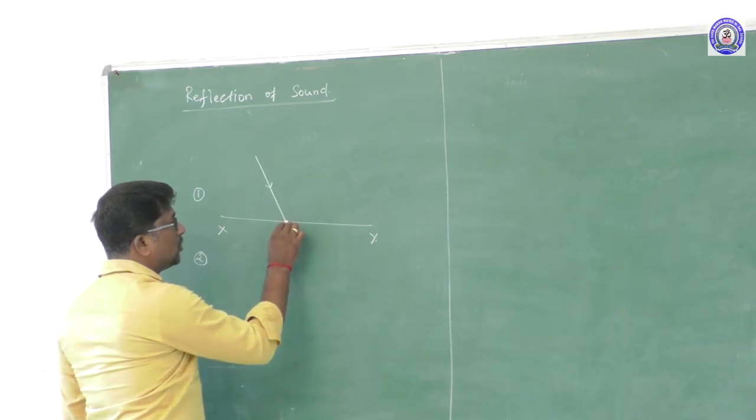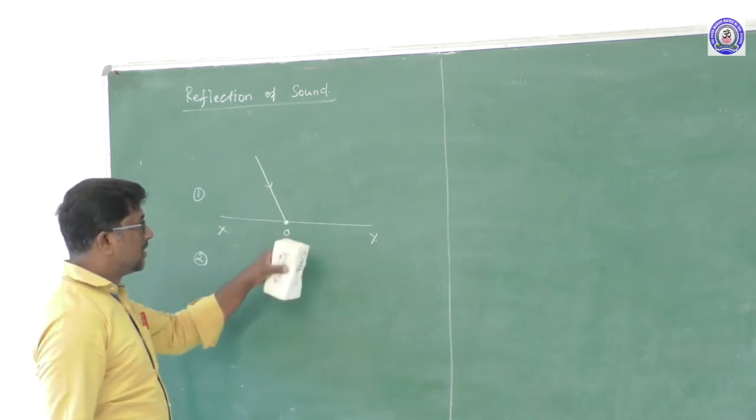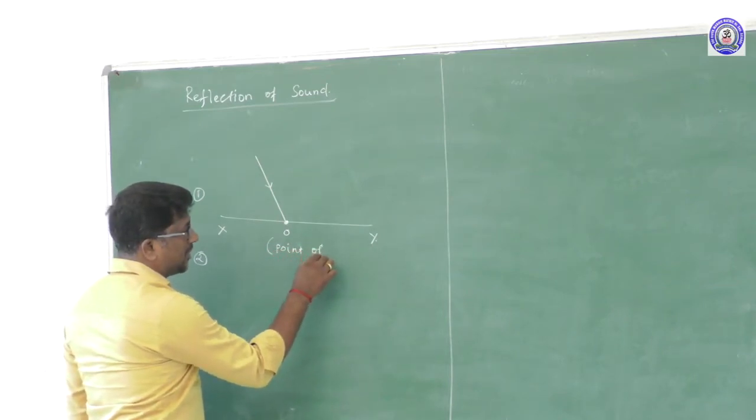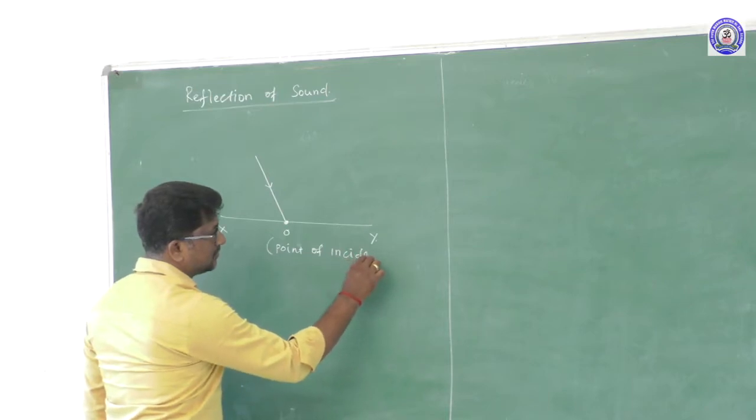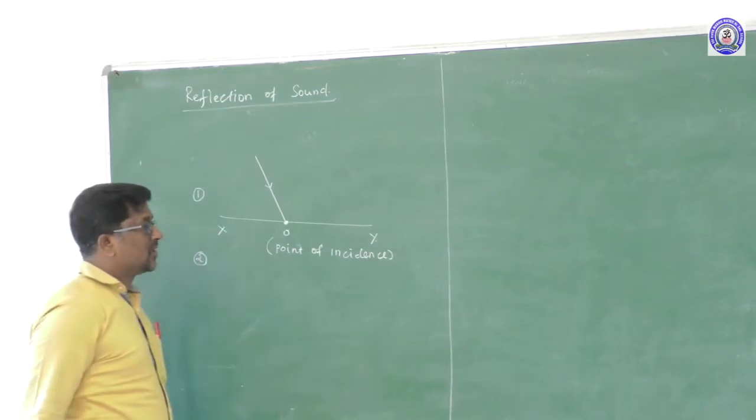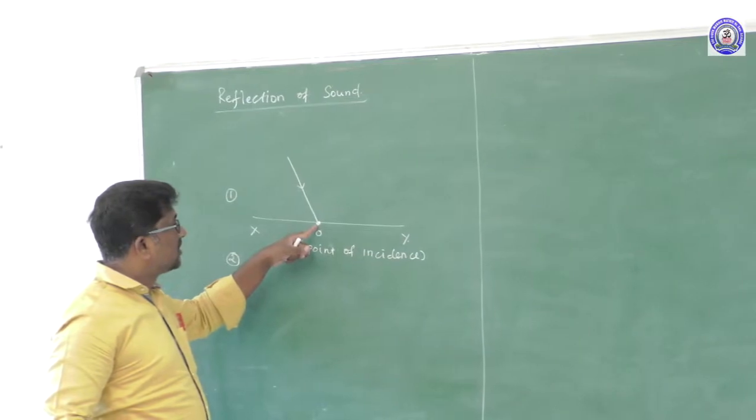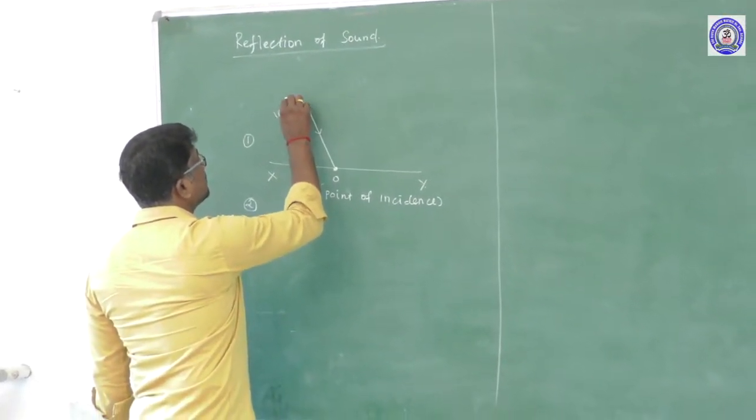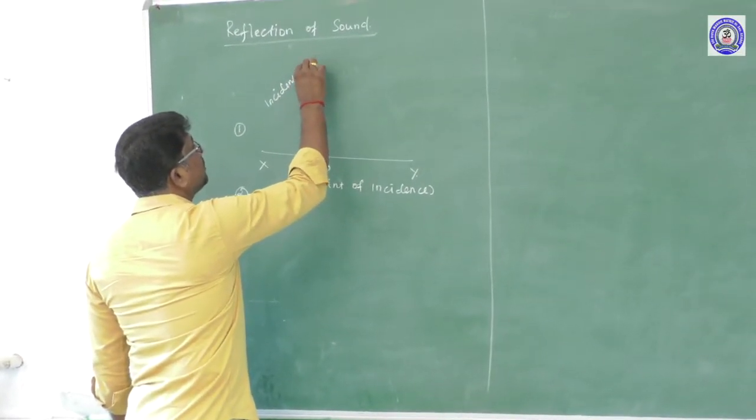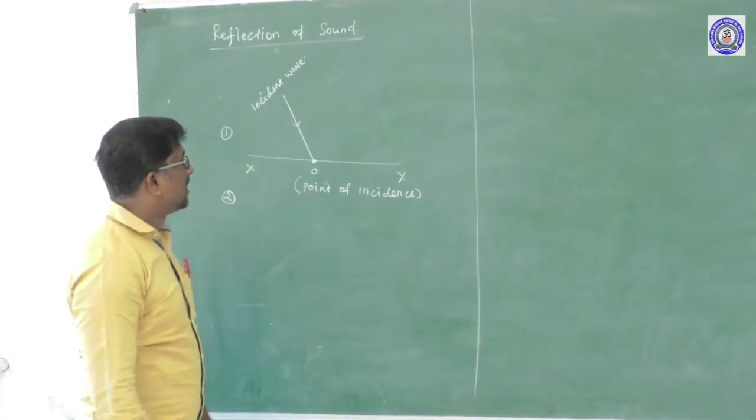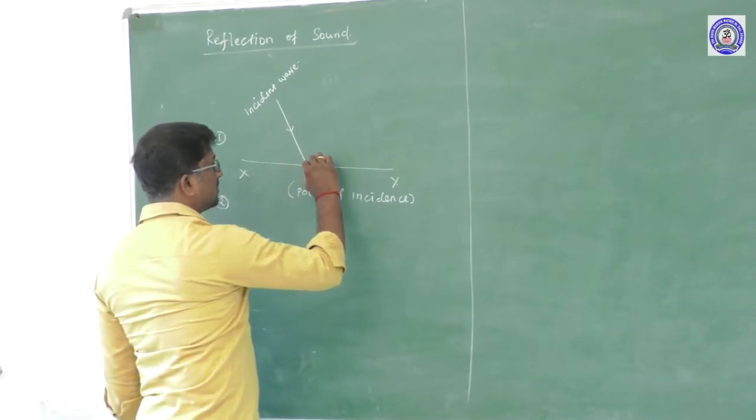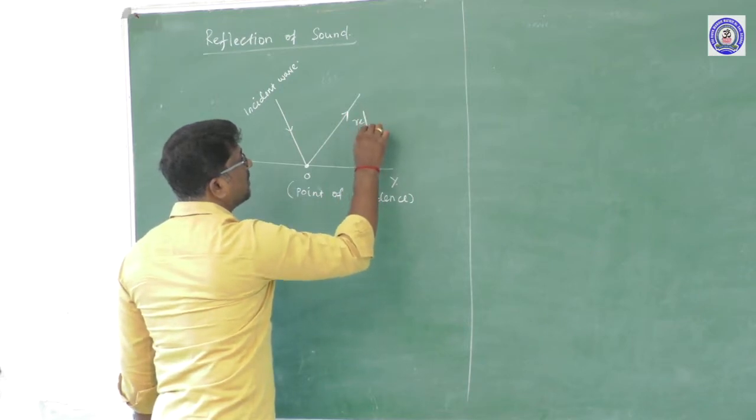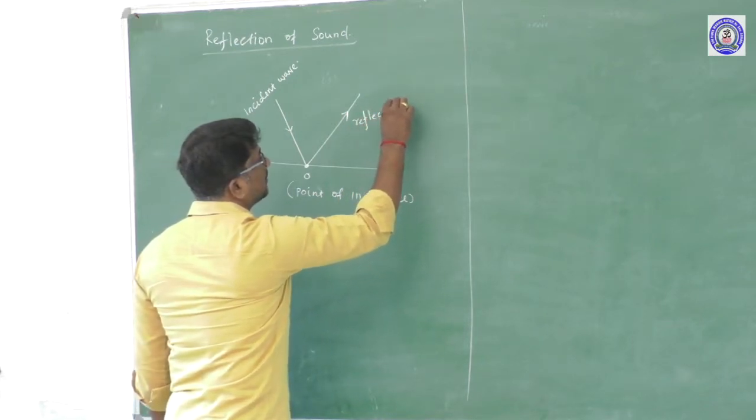Suppose a point O on the surface XY, and this point O is called the point of incidence. The wave which is incident on the surface at the point of incidence is called the incident wave. This is the incident wave. After the reflection from the surface, the wave travels along this direction. This is called a reflected wave.